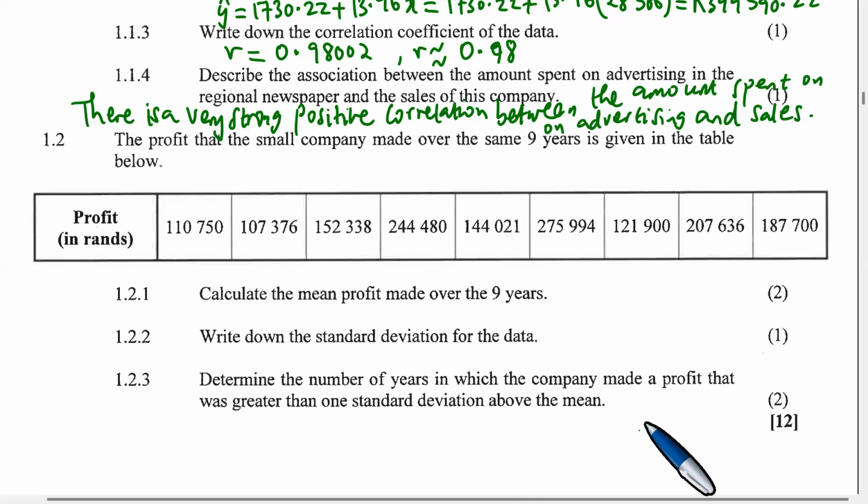The profit that the small company made over the 9 years is given in the table below. Here's the profit: 110,750, 107,376, and so on. Calculate the mean profit. Let's find the mean profit, the standard deviation, and so on. We're going to use our calculator to do this. So let's return to the calculator. I'm going to minimize my screen a little bit.